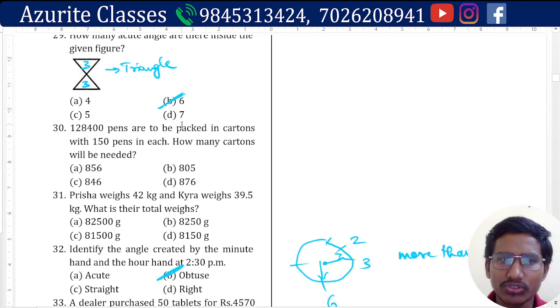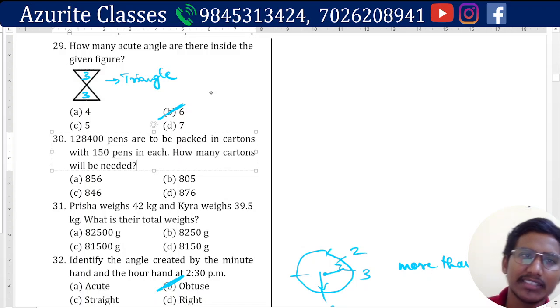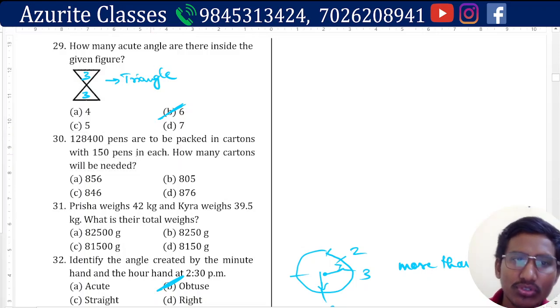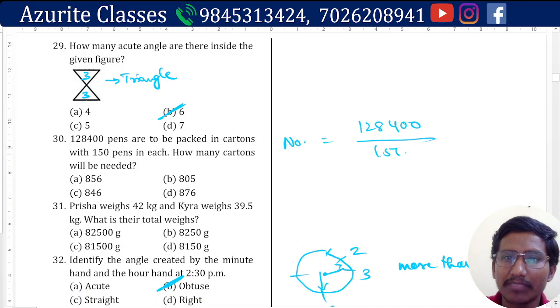Okay, so 30 question. Pens are packed in the carton. So 150 pens in each carton. How many cartons are needed? So directly divide it, right? So total pens are these many. One carton is 150 pens. So how many cartons? Number of cartons means divided. So that is total will be, so 128400 divided by 150 pens. So each carton has, right?